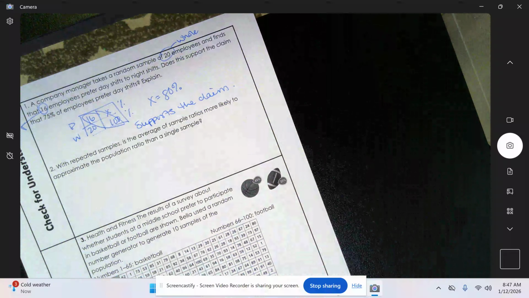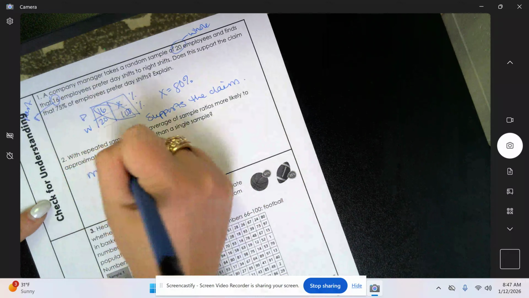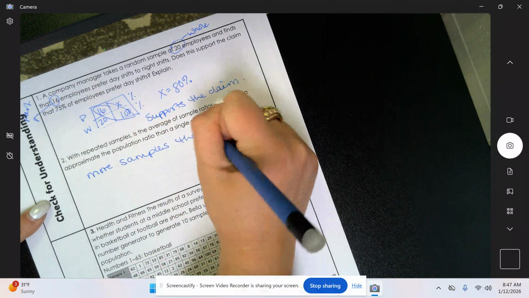It'd be like me looking at your test scores and only picking the lowest score and judging everybody based off the lowest score. Is that fair? No. Okay? Because that person could have had a bad day, they could have not done their homework, they could have not paid attention. Something could have happened, right? It's not fair to judge that off of everybody else. So, more samples, the better.